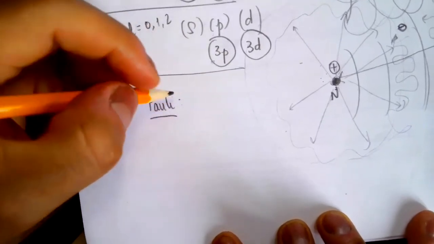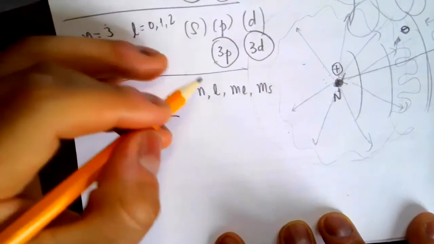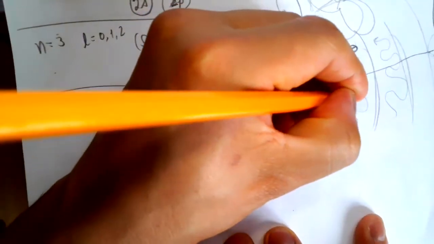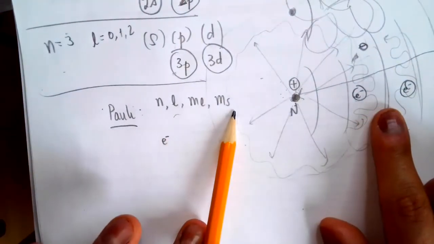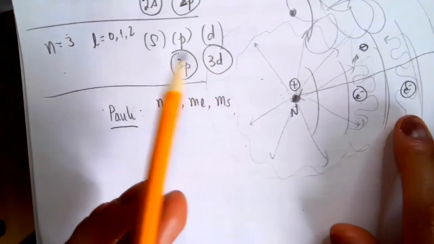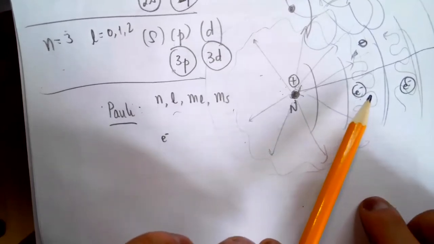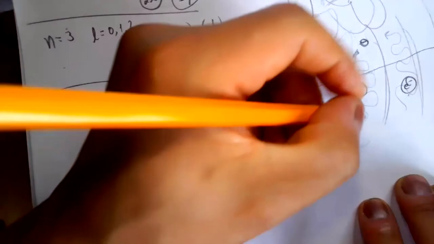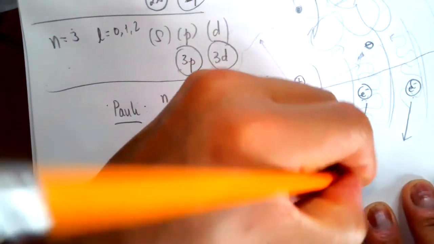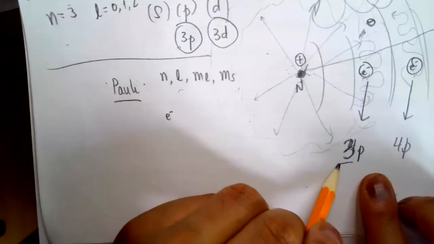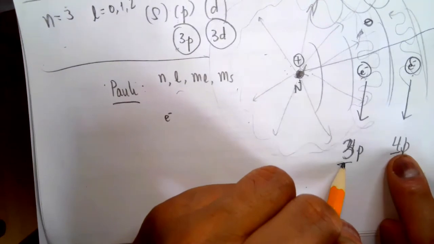is that two electrons cannot have the same four quantum numbers: n, l, ml, and then ms. Okay? So if you have this electron and this other electron, they can't have all four numbers identical. They should be different in at least one. In this case, they will be different in the n quantum number. Why? Because this one is in shell level 3 and this one is in level 4. So this one is in 3p, and this one is in 4p. So right now, they follow the Pauli exclusion principle. This one is n3, and this one is n4.